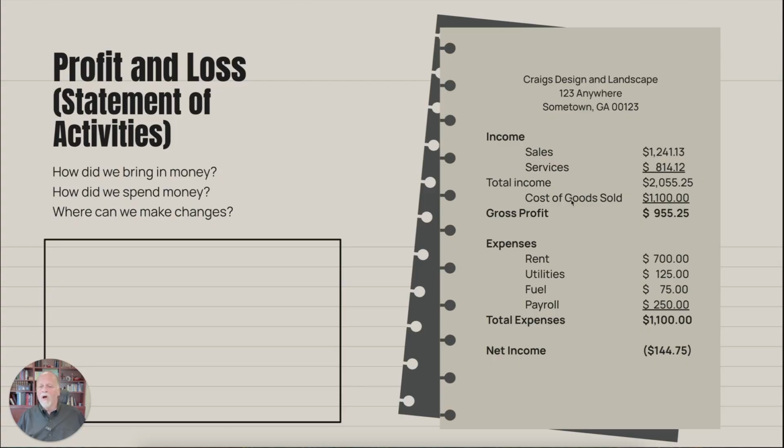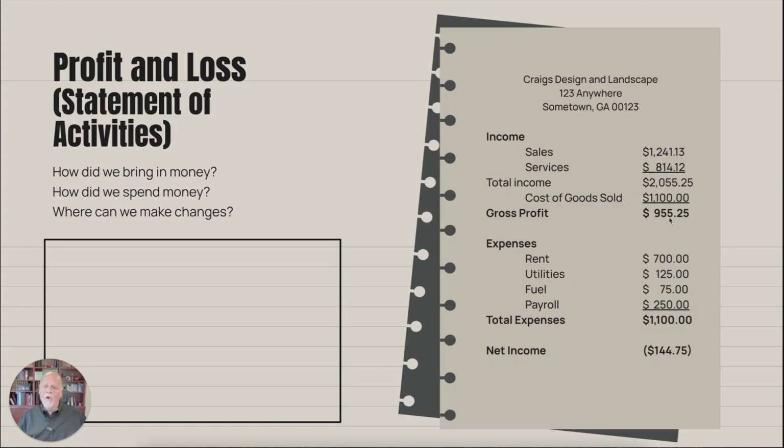However, he has some costs associated with these sales and services that we have to take back out of the picture. So in order to get the gross profit, we take his total income, subtract the cost of goods sold, and we come up with $955.25. But now he didn't get to keep all of that. Remember, he has operating expenses. So in his case, he has rent of $700 a month. He has to pay utilities, fuel, and payroll. So his expenses for the month came up to $1,100.